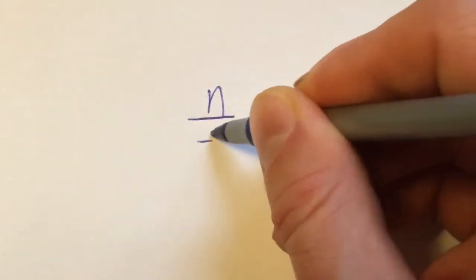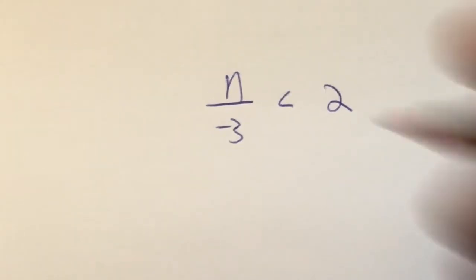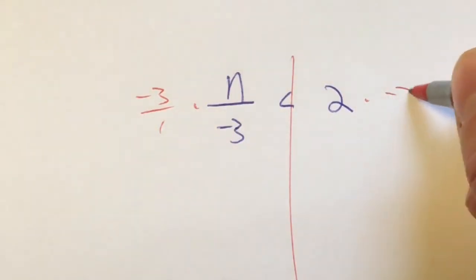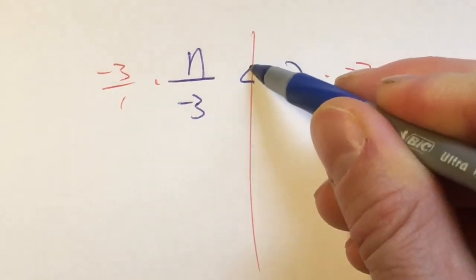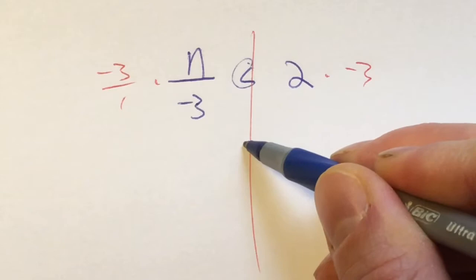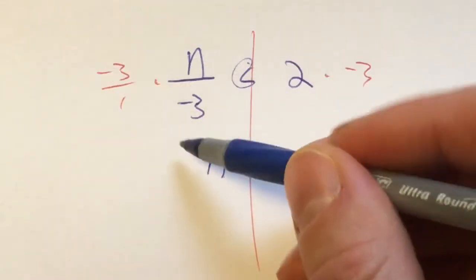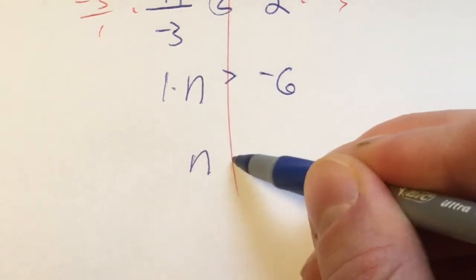So here we go. Quick example, if this is like, I don't know, n over negative 3 is less than 2, okay? Well, to solve this one, I'm going to multiply this side by negative 3, multiply this side by negative 3, and as soon as I do that, my sign is going to flip, and instead of Pac-Man eating in that direction, he's going to have to turn back and face this direction. So on this side, I still have my 1n, just like I always did, but 2 times negative 3 is negative 6. My answer is n is greater than negative 6.